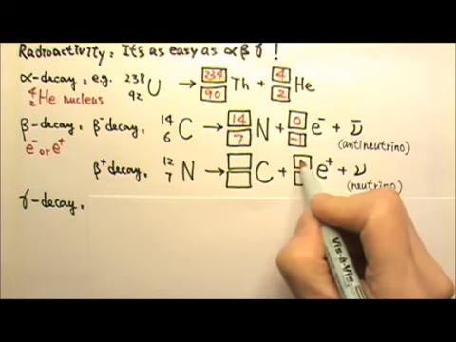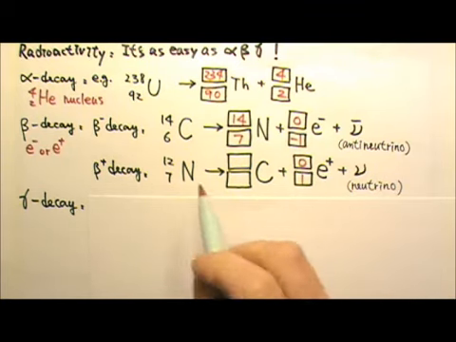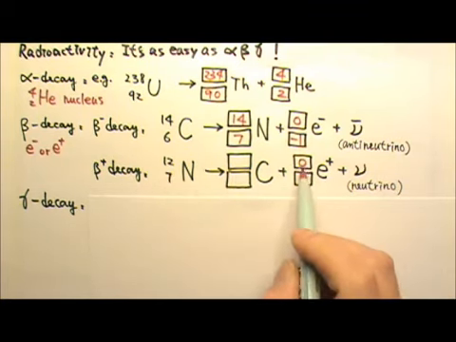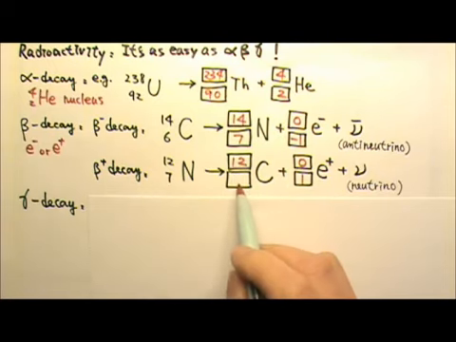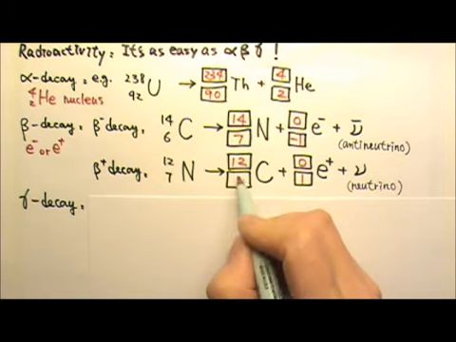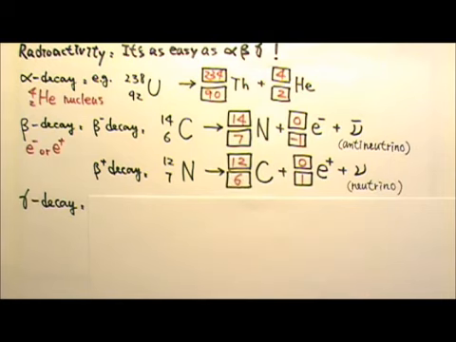We can put 0, 1 over here. So 12 equals to this plus 0, it must be 12 over here. 7 equals to this plus 1, so this must be 6.